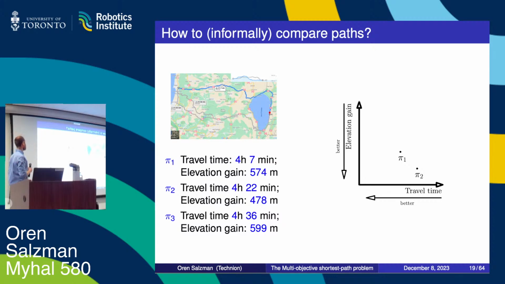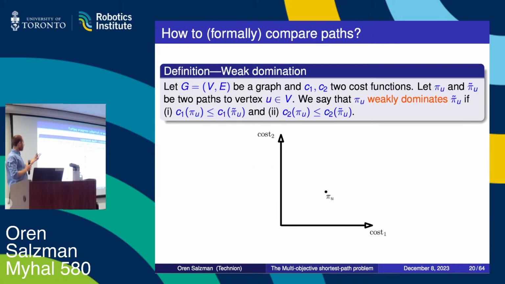Yeah. So pi 3, in some sense, is worse than both of them. So if a path is worse in both criteria, it's going to be to the top right. Okay? So now we can formally define what's going on.